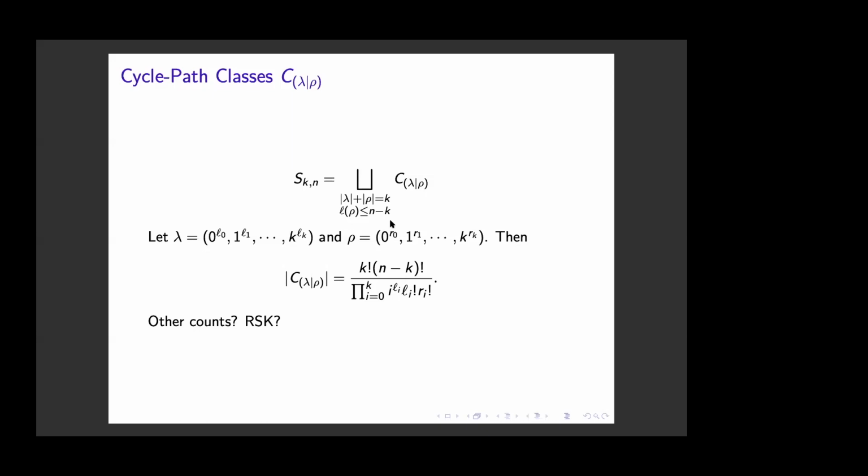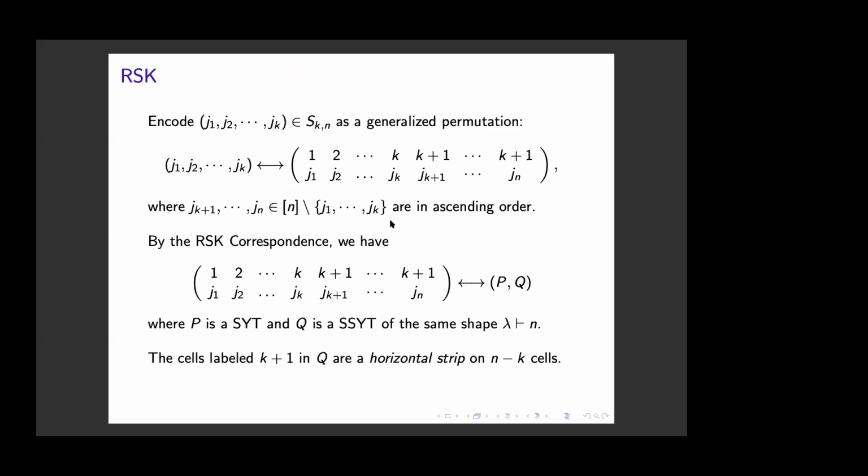Laura did a wonderful job of explaining RSK to everybody, so I'm just going to jump right into it. These injections, we can encode them as generalized permutations, and that encoding is listed above. By the RSK correspondence, we get P and Q. P is going to be a standard Young tableau because my bottom row has all unique entries. On my top row, my recording tableau, I'm going to have some repeated entries, so it will actually be a semi-standard Young tableau. But these cells labeled by k plus 1 are kind of redundant, so we actually can throw them out.